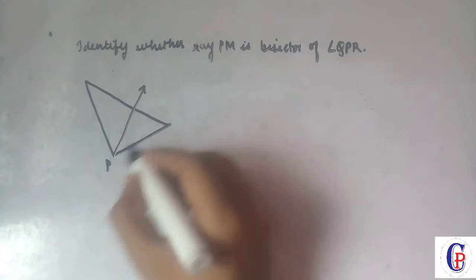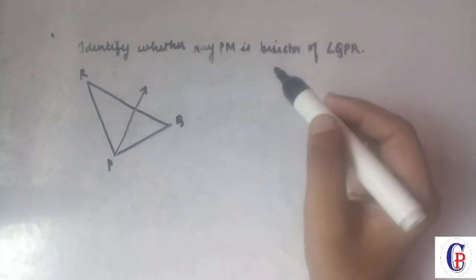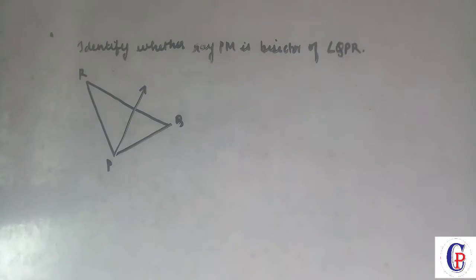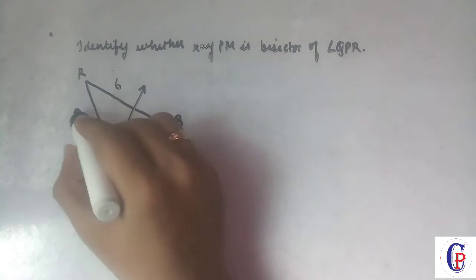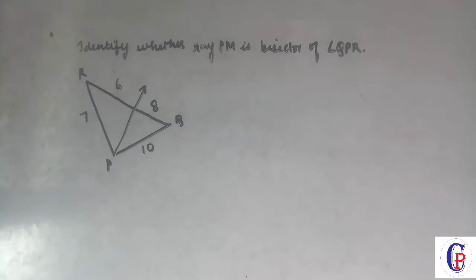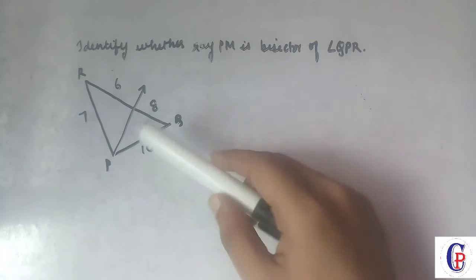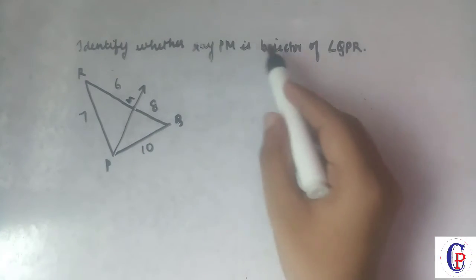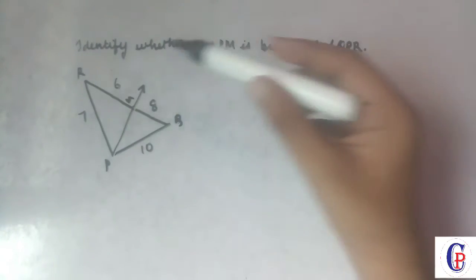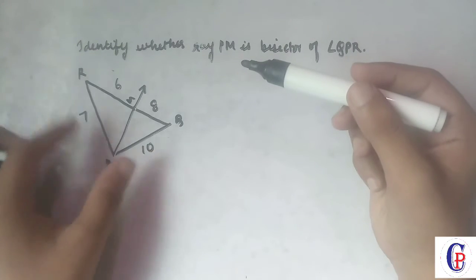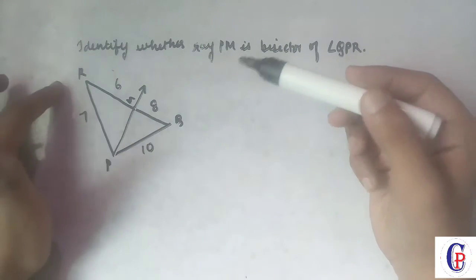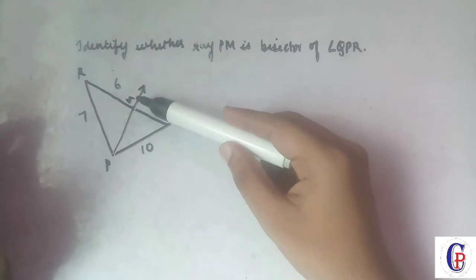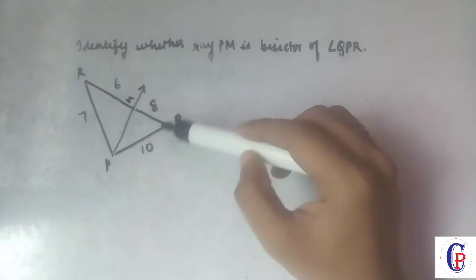It says PQR, and the values that are given to us are 6, 7, 8 and 10. Okay, they are asking us to identify whether this line PM is the bisector of QPR. Okay, this is angle QPR. Does this ray PM bisect this angle QPR?